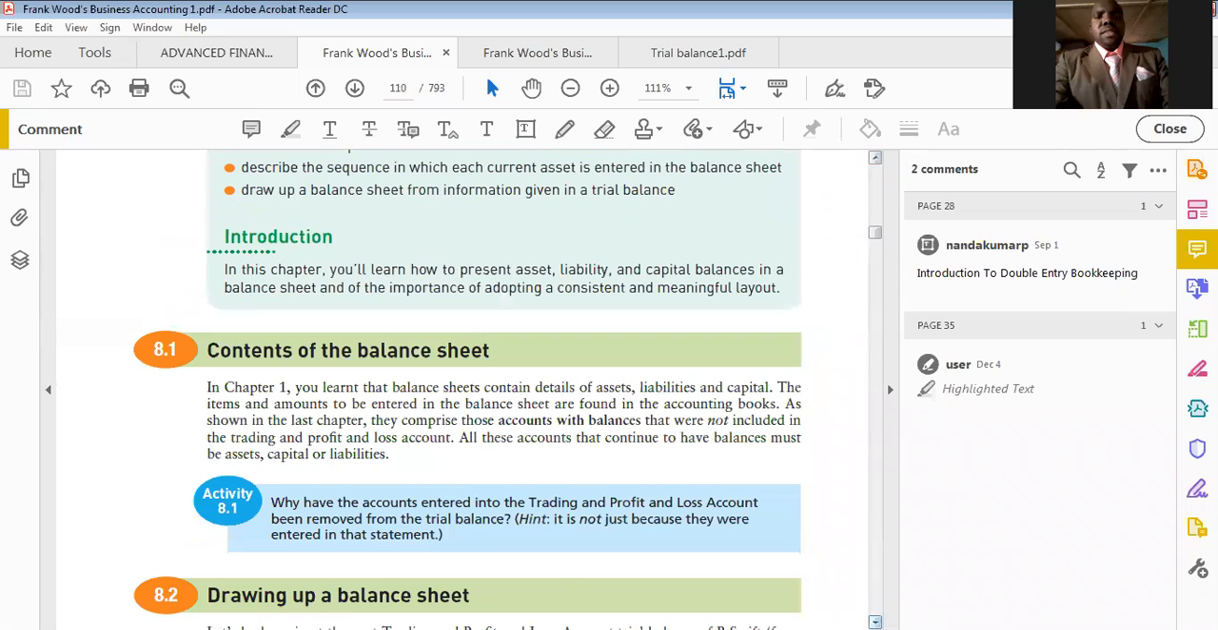So earlier you learned that balance sheets contain details of assets, liabilities, and capital, right? The items and amounts to be entered in the balance sheet are found in the accounting books. As shown in the previous chapter, they comprise those accounts with balances that are not included in the what? Trading and profit and loss account, as I told you before, last class. All these accounts that continue to have balances must be assets, capital, or liabilities.